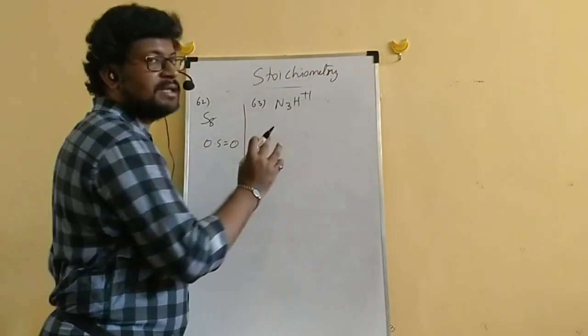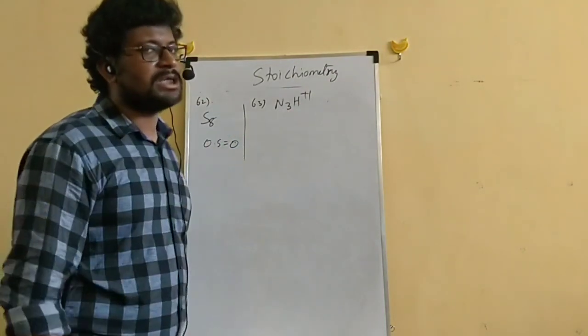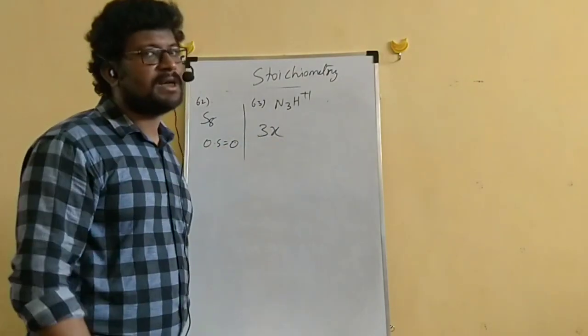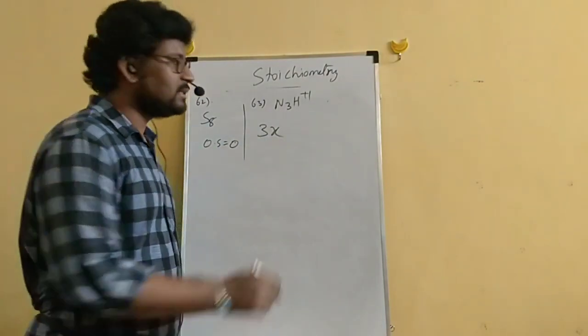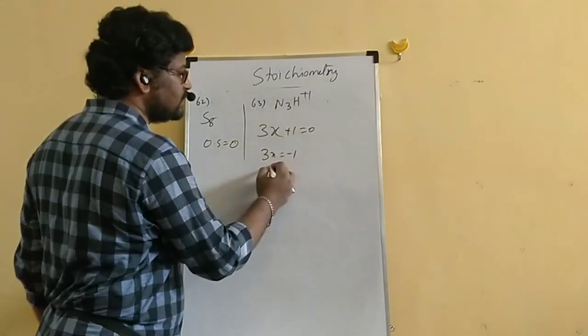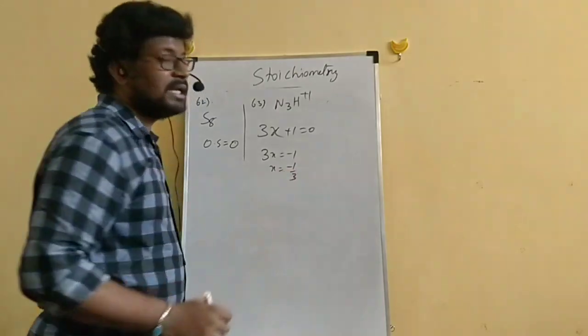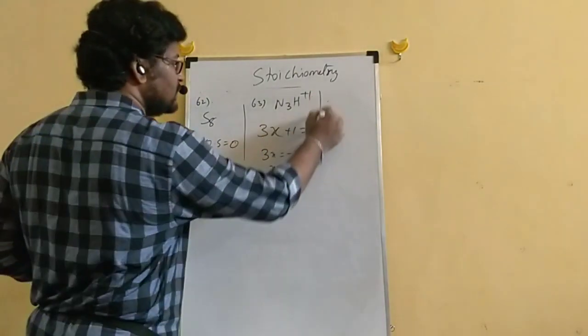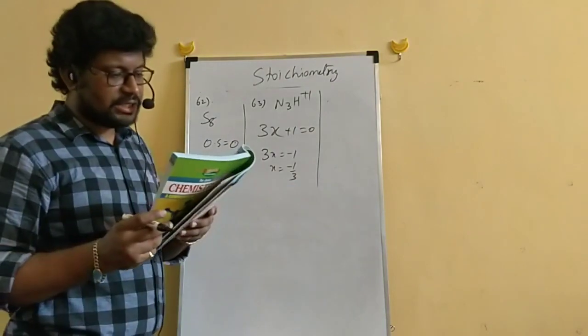How many nitrogens are there? 3 nitrogens. We don't know the oxidation number of nitrogen, so let it be X. For each atom we have to consider, that is 3X. 3X plus 1 is equal to 0. 3X is equal to minus 1. X is equal to minus 1 by 3. This is the oxidation state of nitrogen in N3H, minus 1 by 3. This is 63. Next, 64.